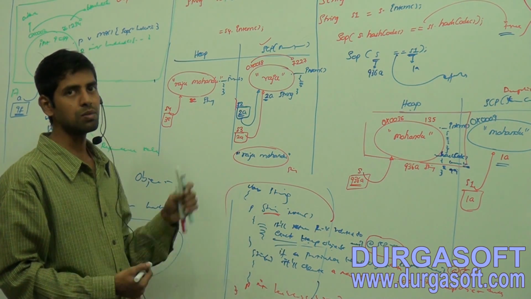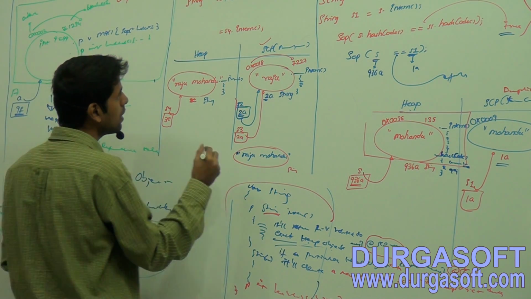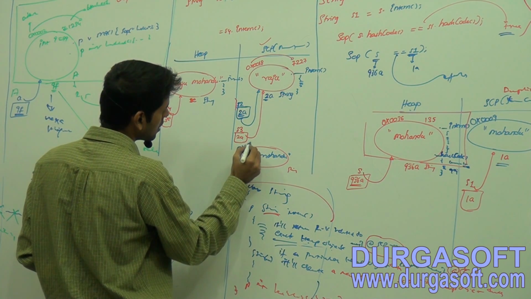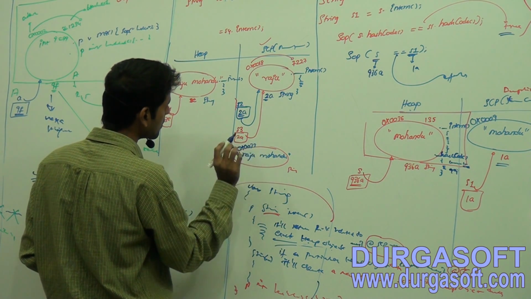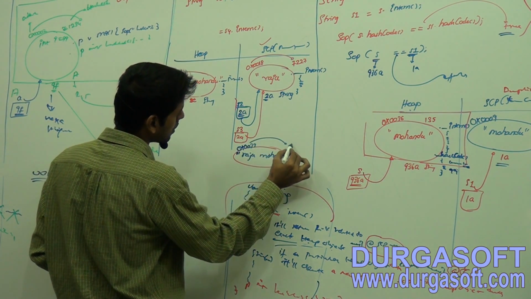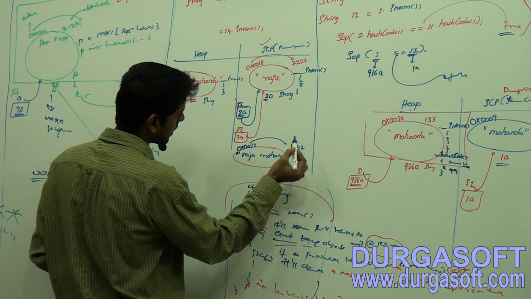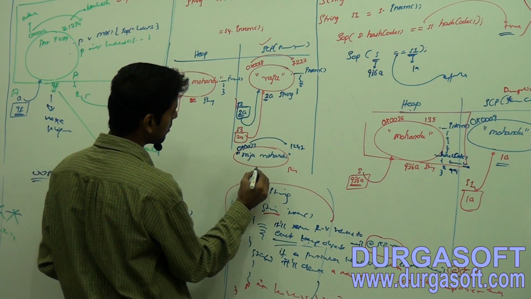This is an object. This one also will have an address, 0x003333, and it will have a hash code, let it be 1247. It will have the reference value, let it be what?